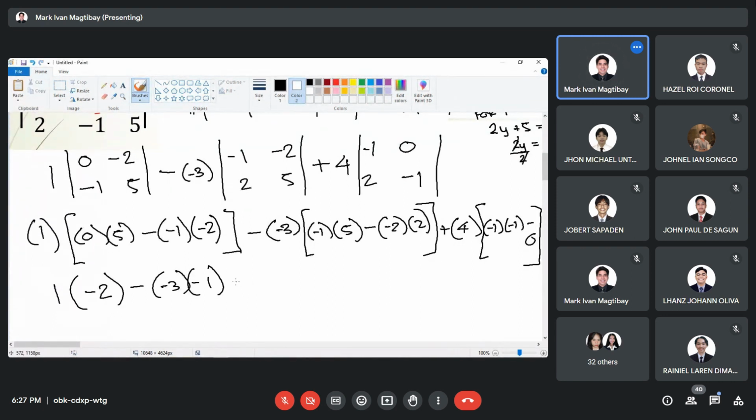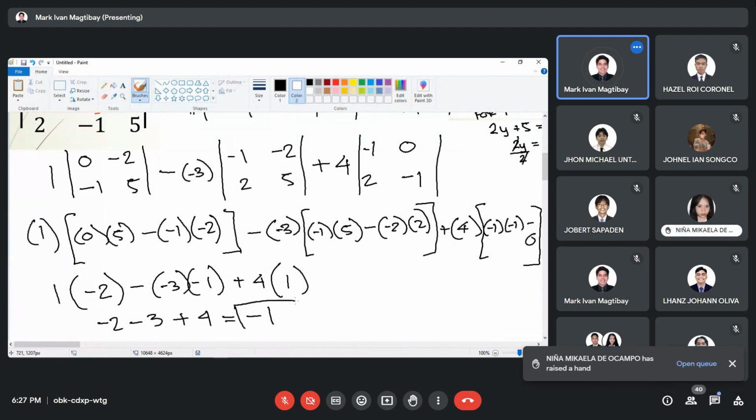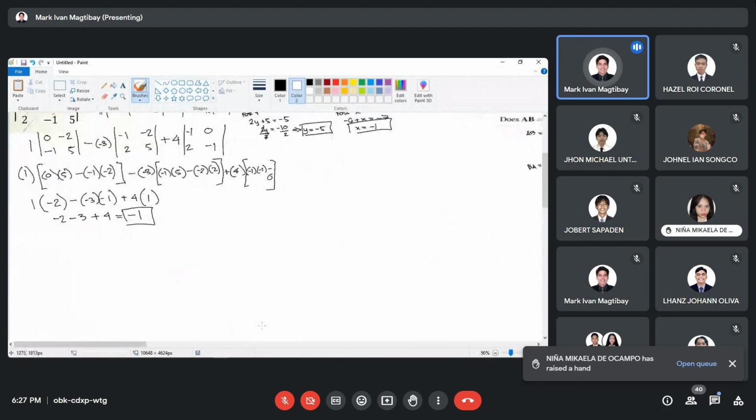-1 po. Okay? Another plus 4 multiplied by 1, -1 times -1 is 1 po. Okay? So simplify. 1 times -2 is -2. -3 times -1 is 3. Minus 3. 4 times 1 is 4 po. So -2 minus 3 is -5 plus 4 is equal to -1 po. Yes po?